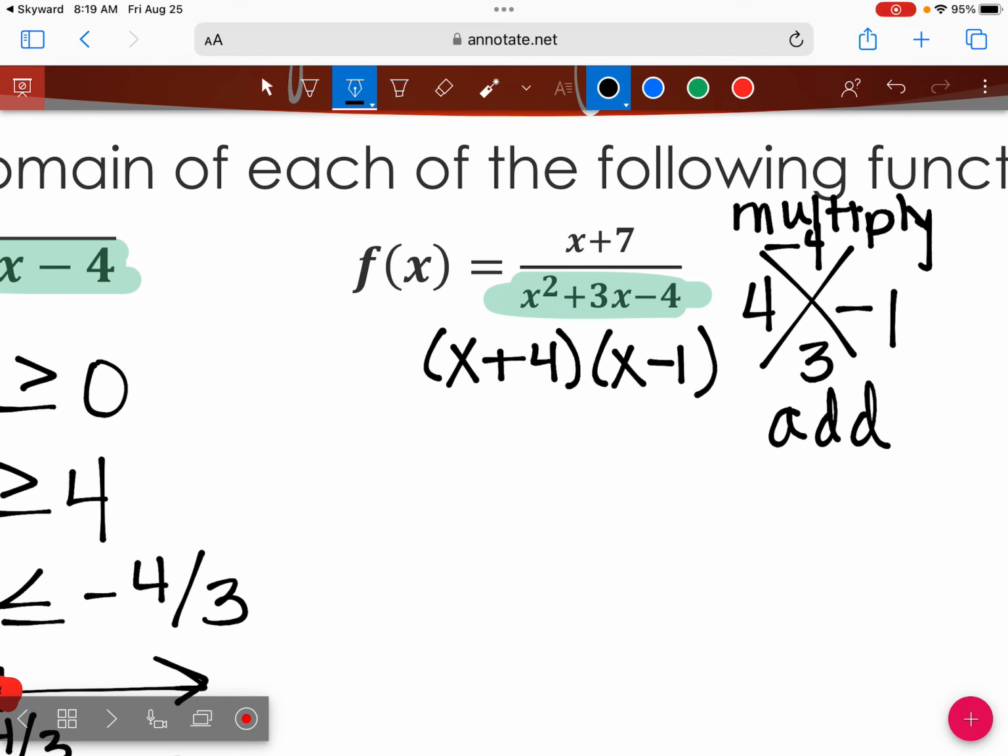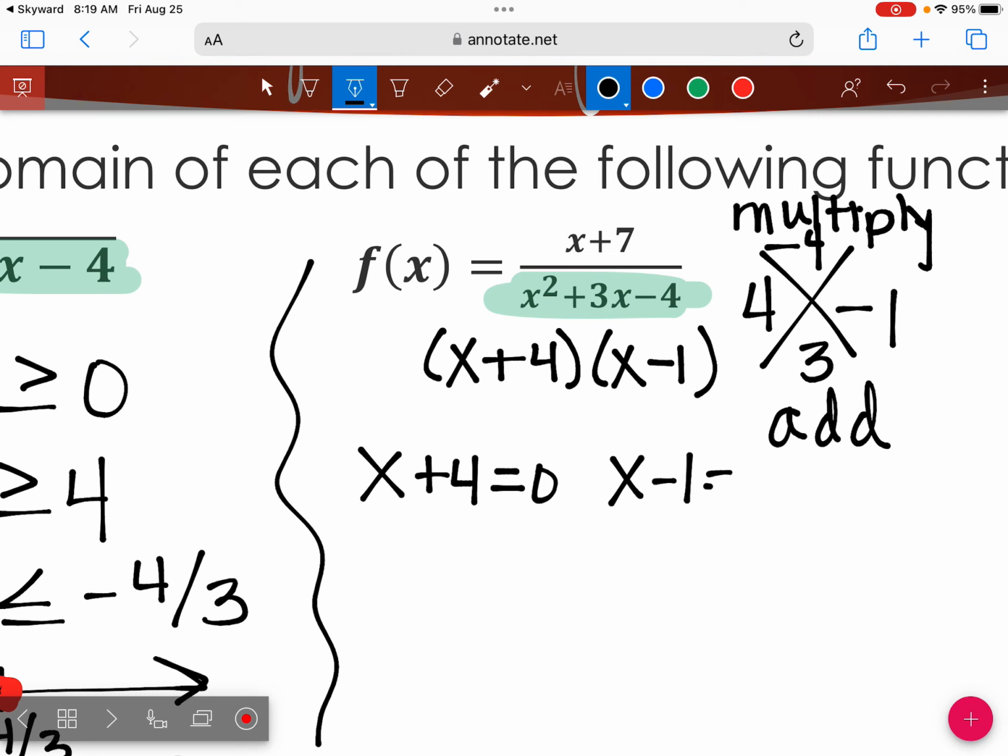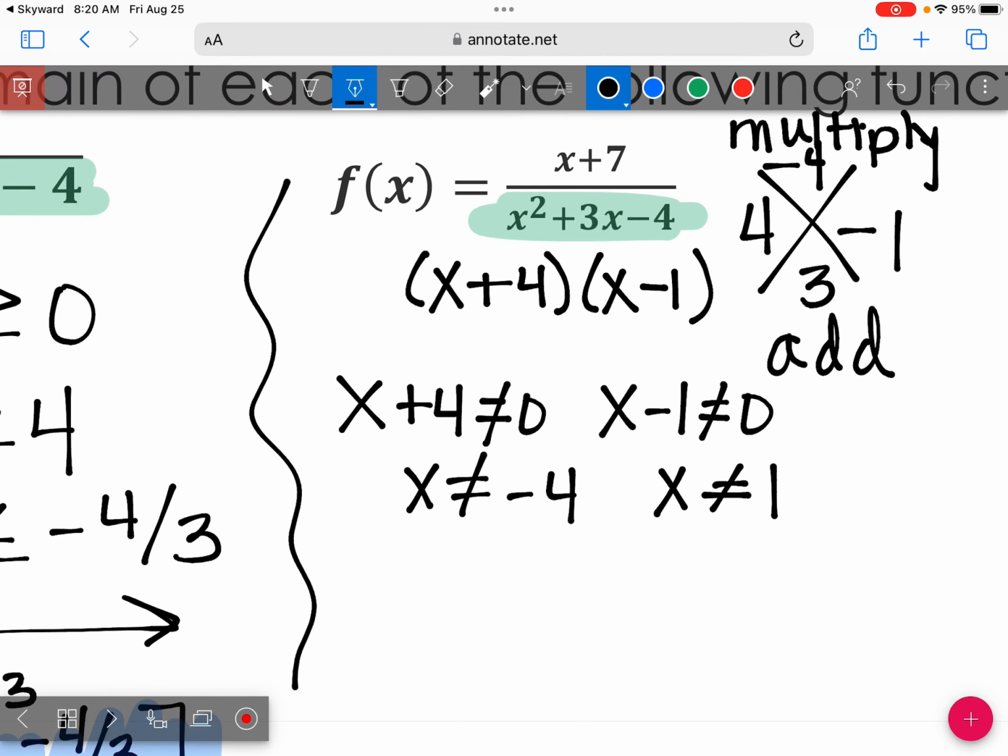So let's set both of these equal to 0. X plus 4 equals 0. X minus 1 equals 0. So that means x cannot equal negative 4. X also cannot equal positive 1. And again, doing the number line is optional. You don't have to do this.